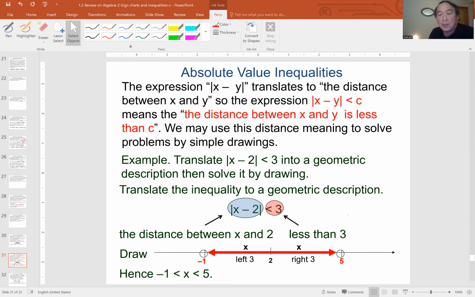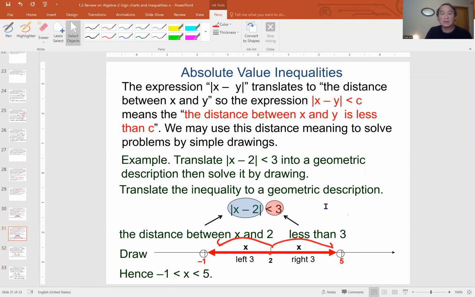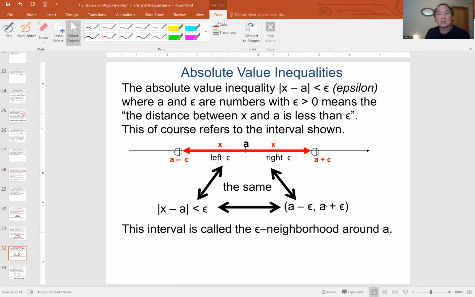So in the picture, here's the center at 2. We are looking for any numbers that are within 3 units. Therefore, it goes up to 5, goes down to -1, and that's the interval. So in general, these 3 are exactly the same.